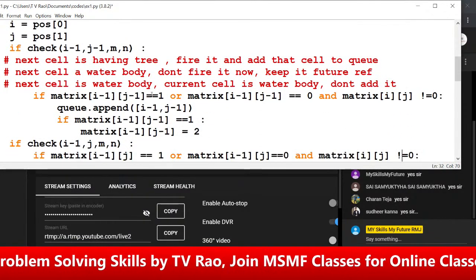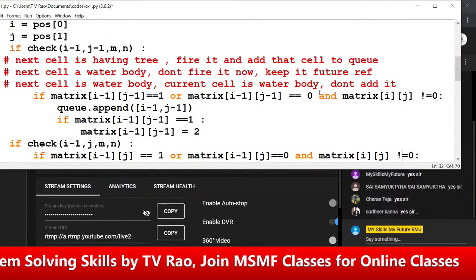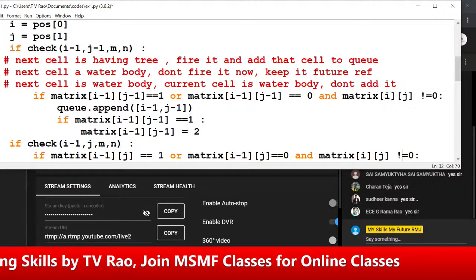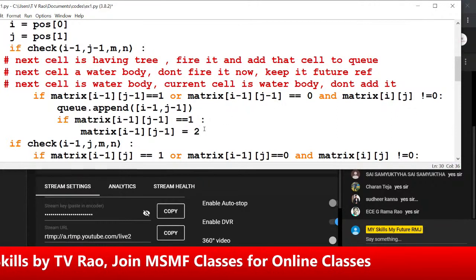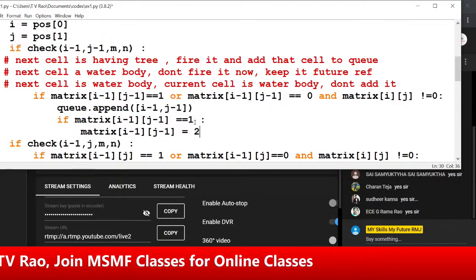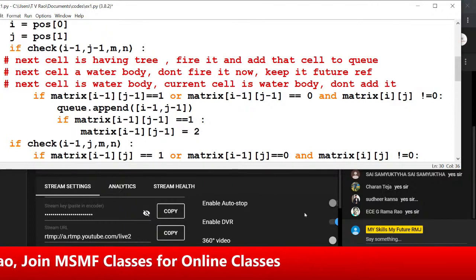If next cell is tree, next cell is water body, but current cell is not water body, then only you proceed. And if tree, then only fire. Okay, check with one. If water, don't fire.